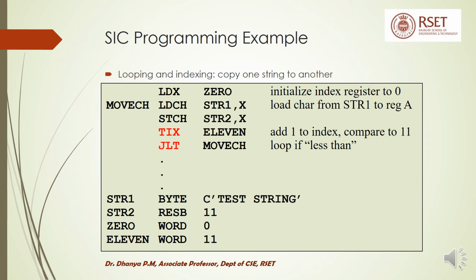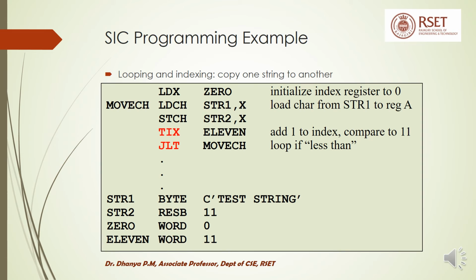This is a program to move a string from one memory location to another. The string used is test string. It is stored in the memory location STR1 using the assembly directive BYTE. From there, it is to be taken to the location STR2, where we have reserved 11 bytes for storing the string. So in memory, this will be stored in 11 different locations with one character per location.